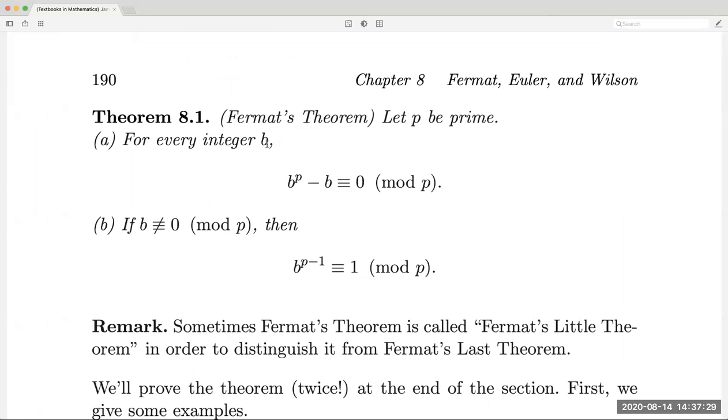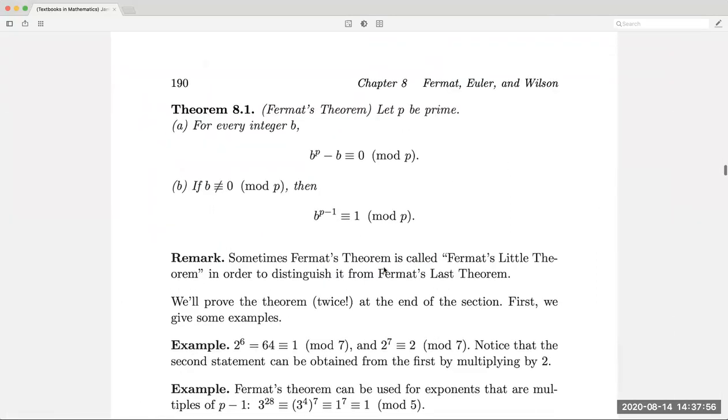For every integer b, b to the power p minus b, if you divide by p, the remainder is 0, if p is a prime number. The next one is, if b is not equal to 0, of course, divide by p, then this one will give you 1, okay? This one we call the Fermat little theorem.